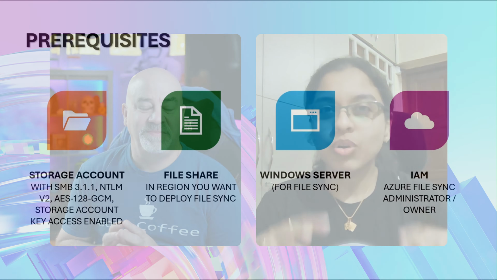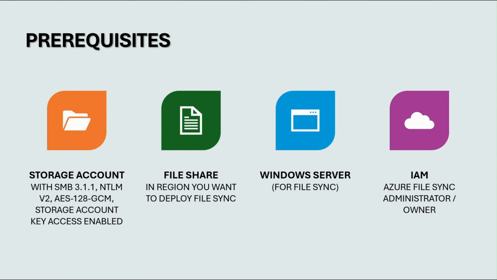One of the common things that people usually miss while going for a file sync deployment are the prerequisites. There are a couple of them. You need to have a storage account with SMB 3.1.1, NTLM, and other points enabled. Then you need a file share in the region where you want to deploy File Sync, very important within that region. You also need a Windows server for the file sync. And the most important fact, you need to have identity access management configured. That is, you need to have a role which allows you to deploy the entire file sync.